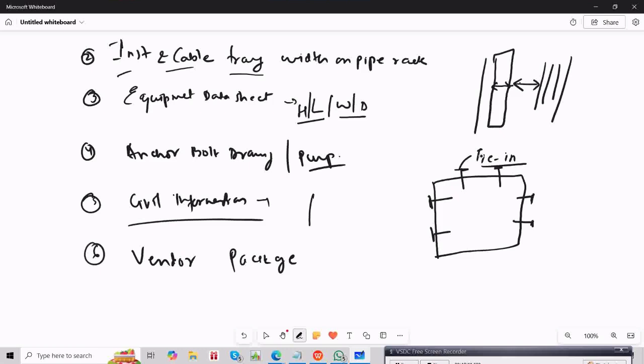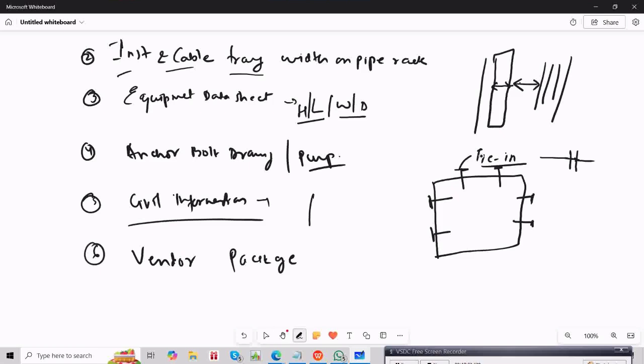Basically we need the coordinates. In a real-life situation, what happens if you don't have a vendor? We route our pipe, put a flange, and finish our pipe there. When the vendor package comes, we match it and connect it with the vendor. Or we create a dummy nozzle, create our pipe like that, and connect our pipe.